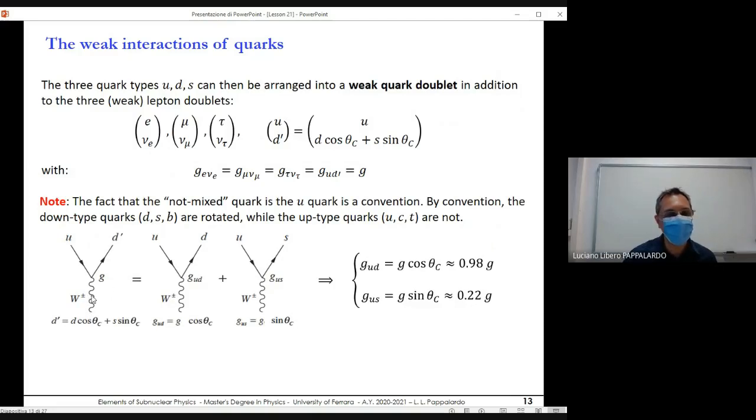We have here an elementary vertex where the W goes into U D prime, and in this case the coupling is indeed G, the same as for leptons. But due to the quark mixing, we can decompose this into two contributions. The W goes into UD, but now with a different coupling, G_UD, which contains the cosine of theta Cabibbo, so it is a bit smaller than G, plus G_US, which now includes the sine of theta Cabibbo, and it is much smaller.